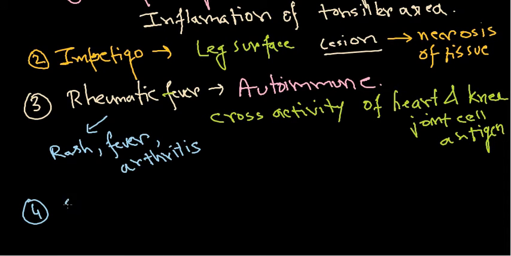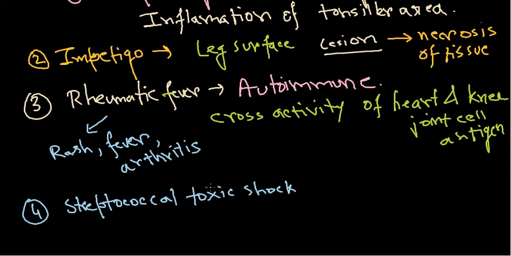And the fourth type of disease that they can cause is streptococcal toxic shock syndrome. I am not writing it simply as toxic shock syndrome because toxic shock syndrome is also caused by Staphylococcus aureus, right? That's why it is called streptococcal toxic shock syndrome.